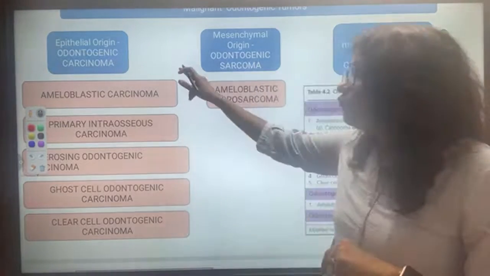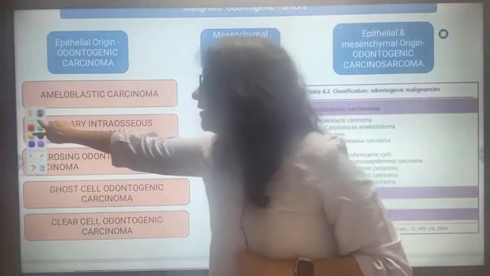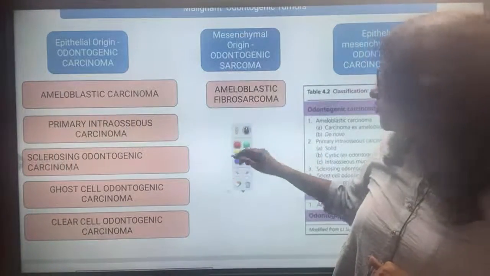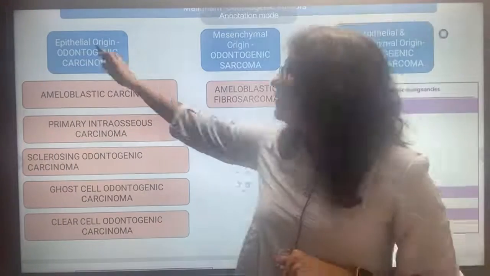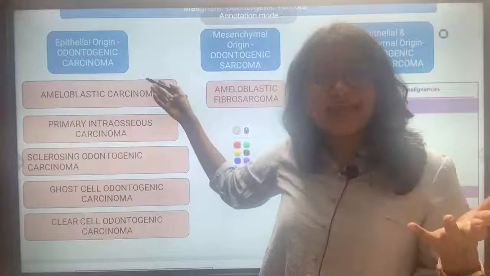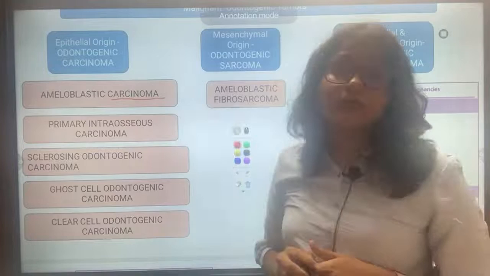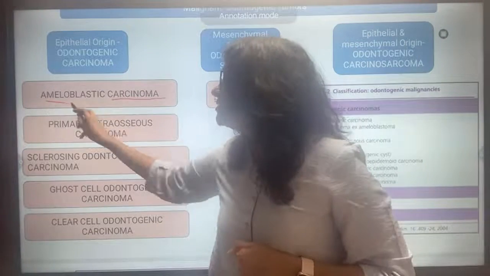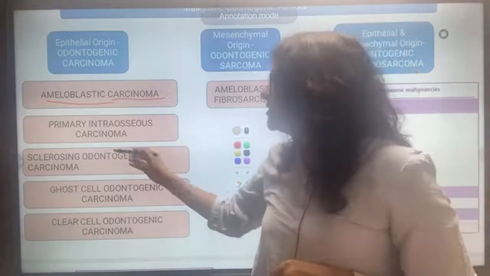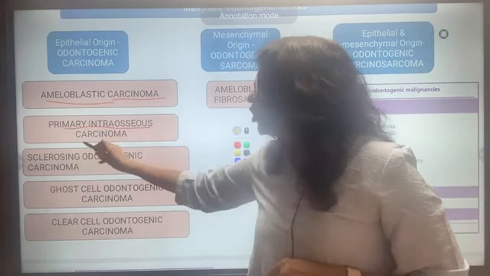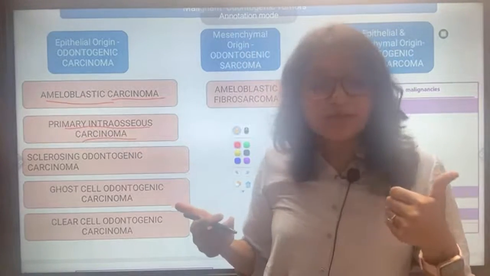Okay. So when we are reading about the malignant tumors, those coming from odontogenic epithelium will be called carcinoma, correct. So the first name we will remember is ameloblastic carcinoma, second is primary intraosseous carcinoma, you will have to remember a little, right.